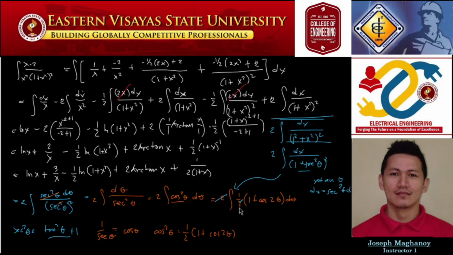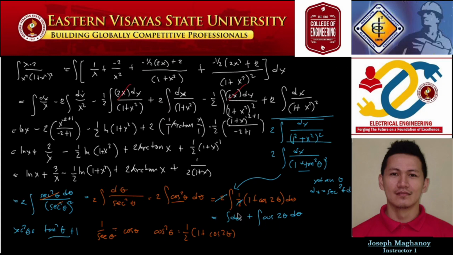Multiply 1/2 with 2, so that cancels out. So the remaining is the integral of 1 plus cosine 2 theta. We need to distribute, applying properties 1 and 2. So if we apply properties 1 and 2, we distribute the integrand inside the quantity with d theta. So we have the integral of d theta plus the integral of cosine 2 theta d theta. So we integrate them separately.